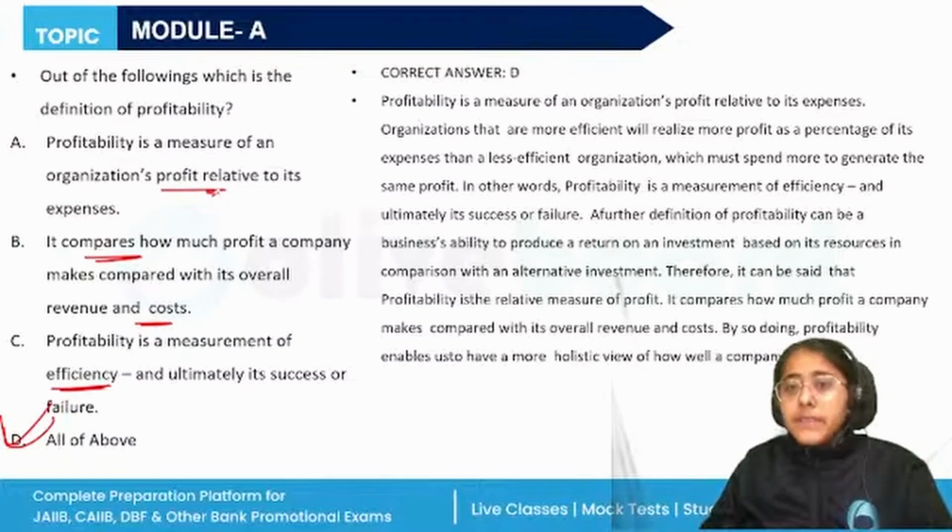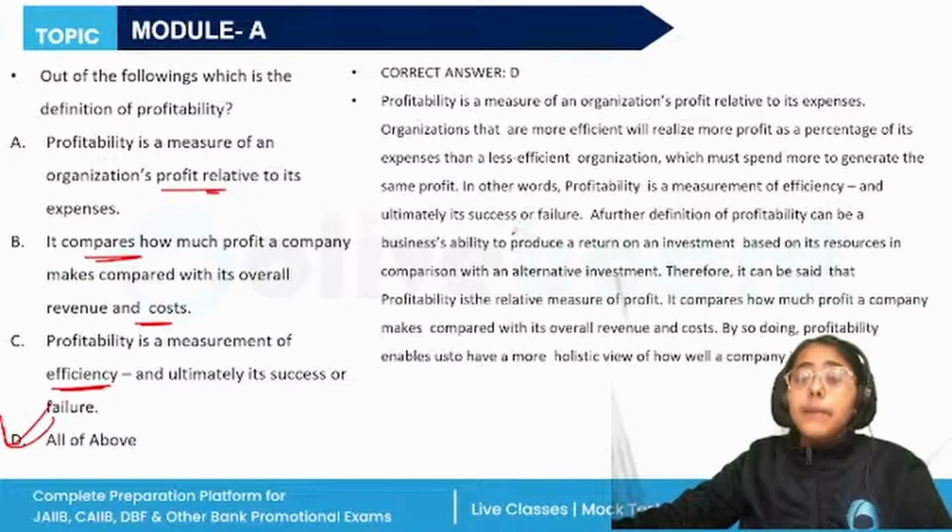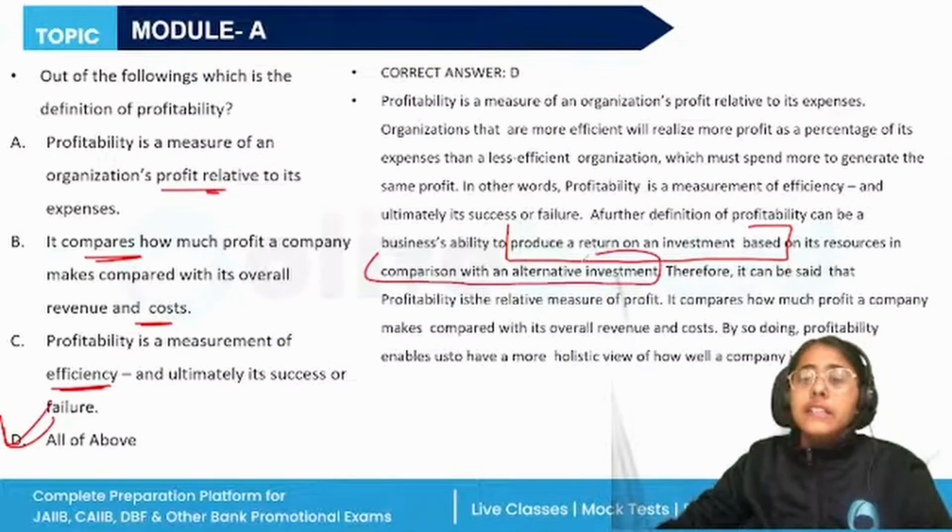It tells us that the more efficient organizations are, the more profit they will realize as a percentage of their expenses. It is a measurement of efficiency, ultimately its success or failure. We can also say it is the business's ability to produce a return on an investment based on its resources in comparison with an alternative investment. So it is a relative measure of profitability. All right. So the correct answer is option D.